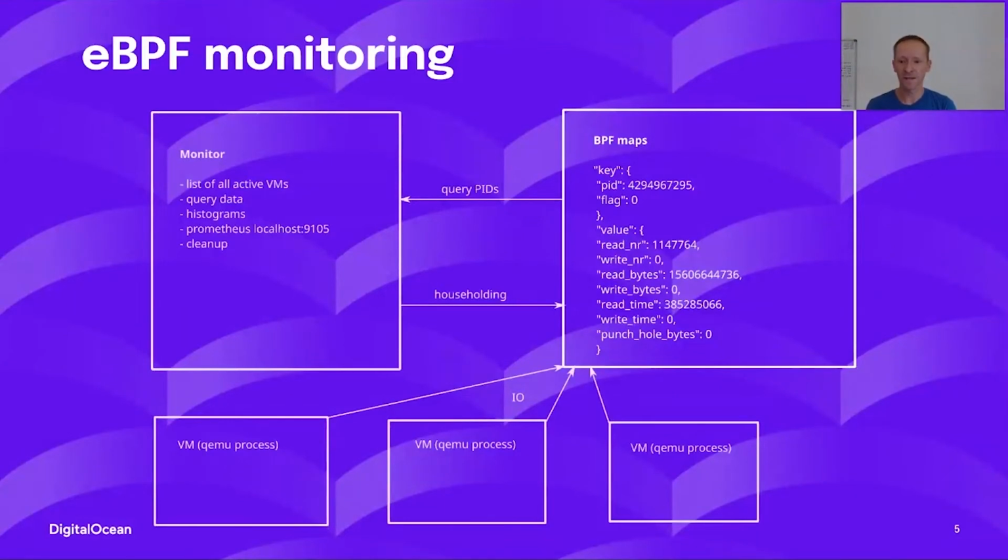And then on the left side, we do have a user space component that tracks all the active VMs. From time to time, it gathers the data from the eBPF hash tables. And it also has to do housekeeping because VMs come and go. So from time to time, we need to remove inactive VMs to not fully utilize the eBPF maps. And then we can create histograms or P90 or whatever from the data we have and export it on a local port so it can be retrieved.